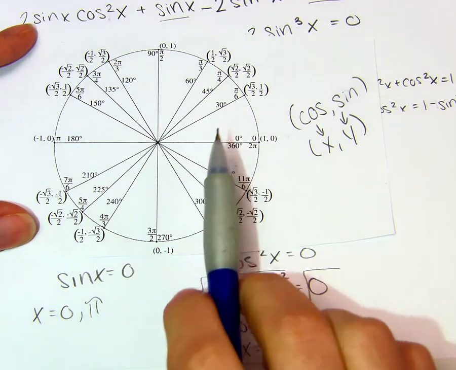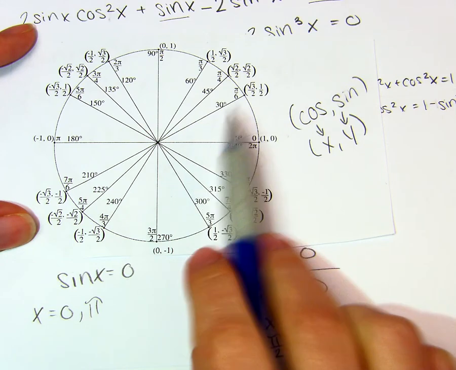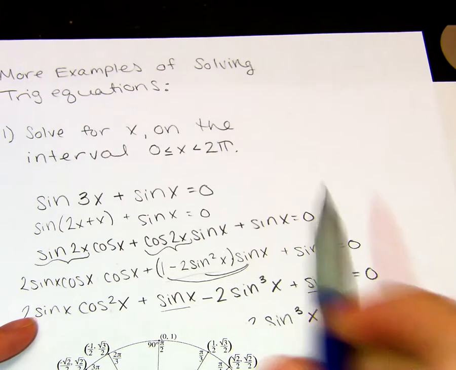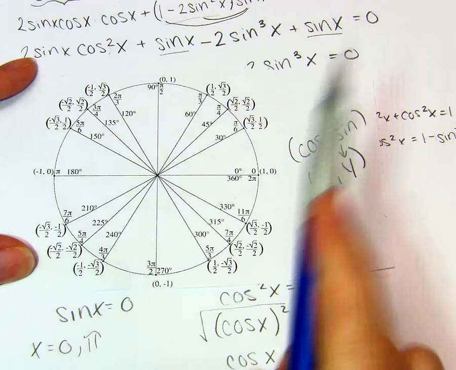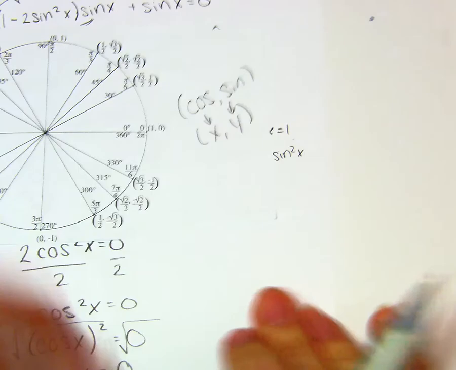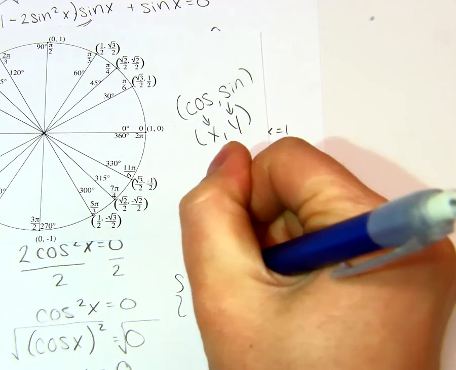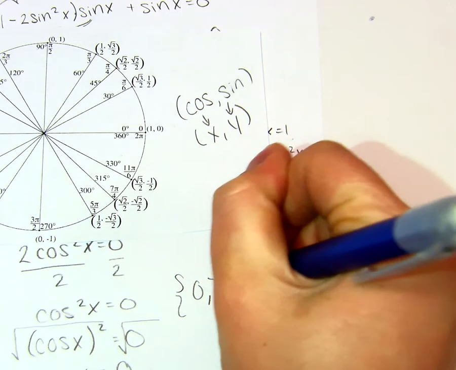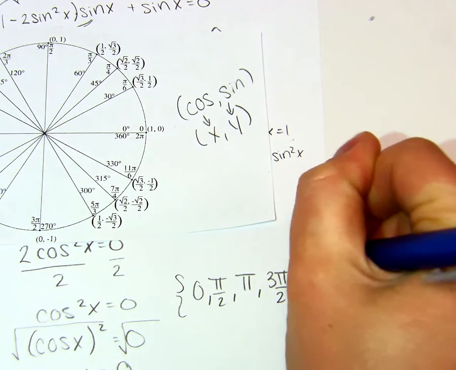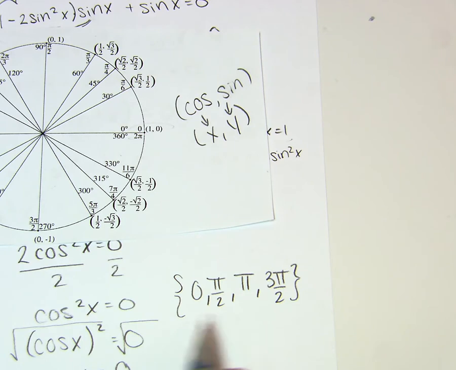Since I started with the interval 0 less than or equal to x, less than 2 pi right here, I wouldn't include the 2 pi in my solution because I'm not including it in my interval of solutions. So your final answer would be 0, pi over 2, pi, and 3 pi over 2. And remember, the squiggly brackets just means it's denoting your solution for whatever variable you solved for.